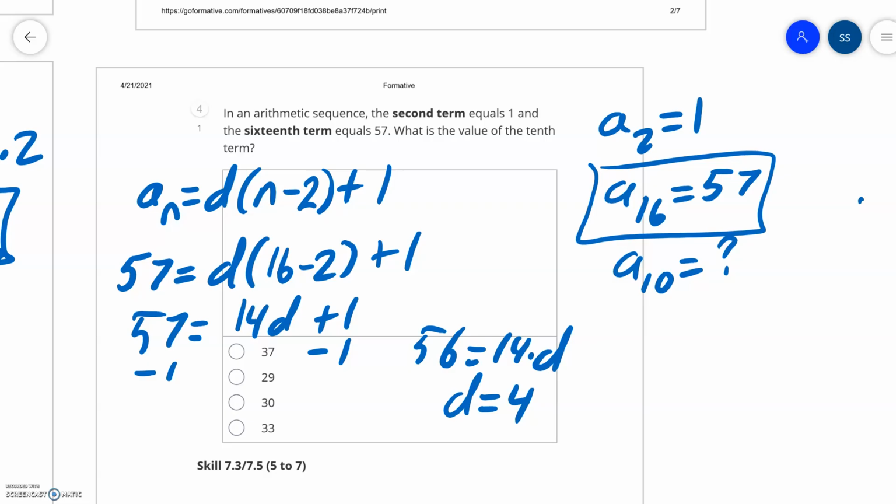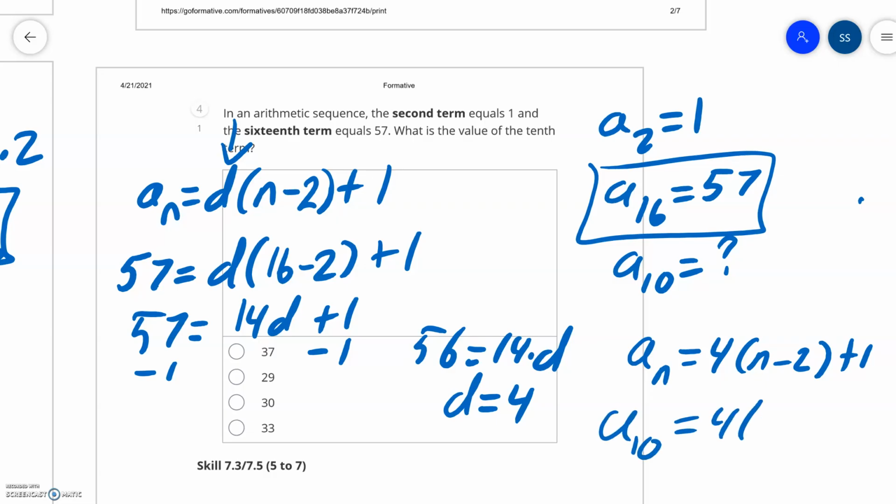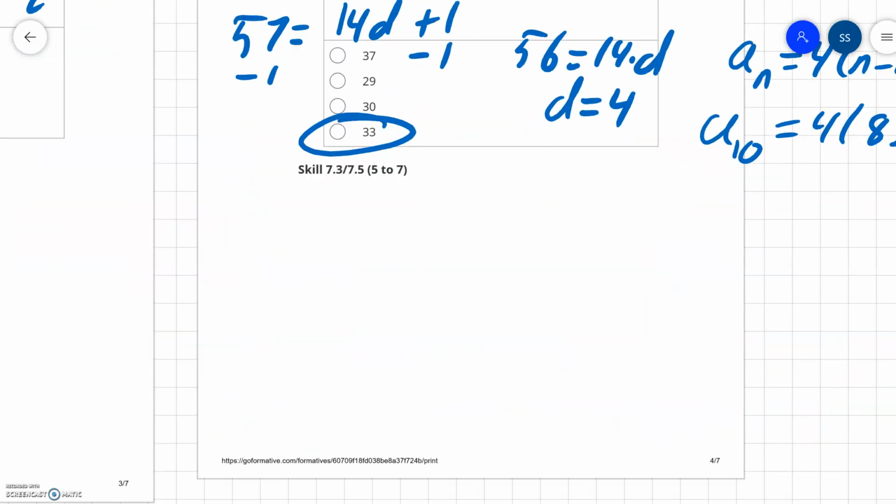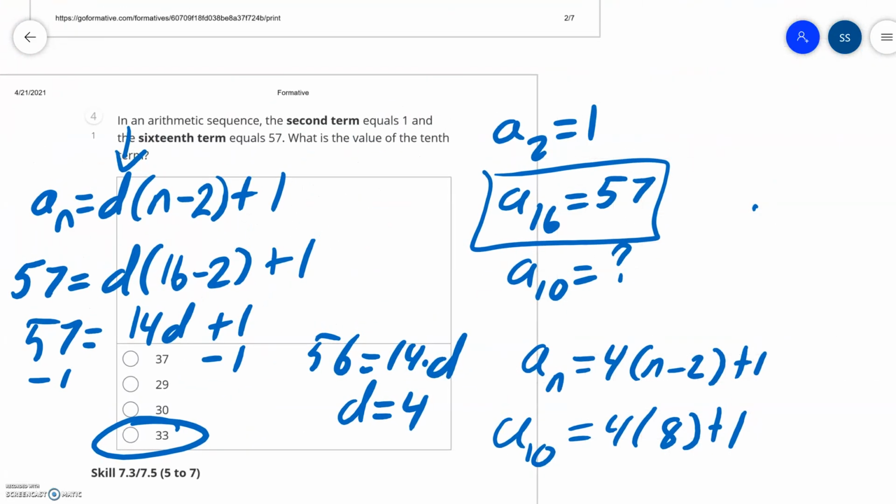So now I know my common difference. I can now just use my equation, replace 4 with this d, and then plug in 10. So my 10th term is 4 times 8 plus 1. That's 32 plus 1, which is 33. There you go. That's it for the first 4 problems.